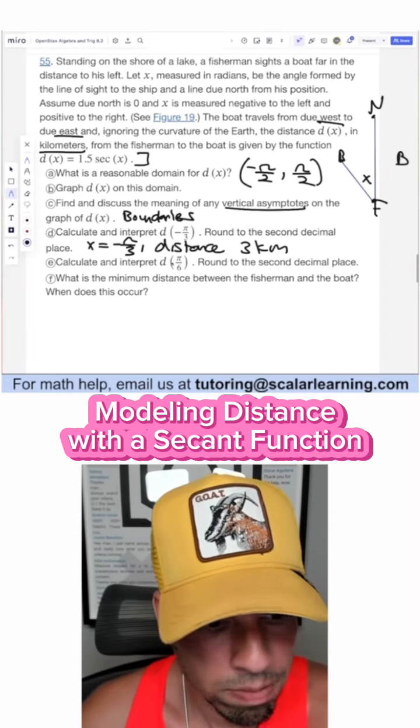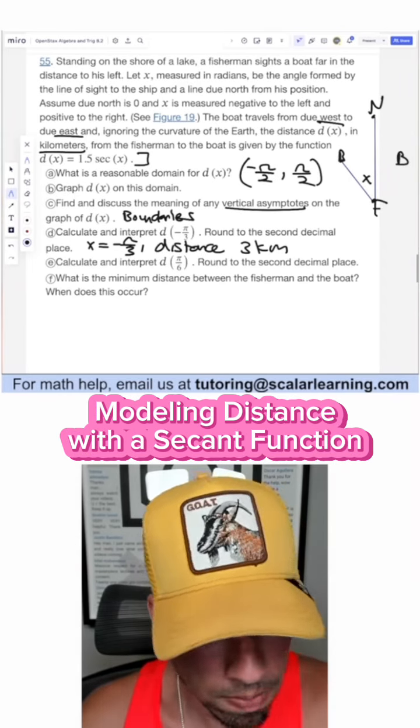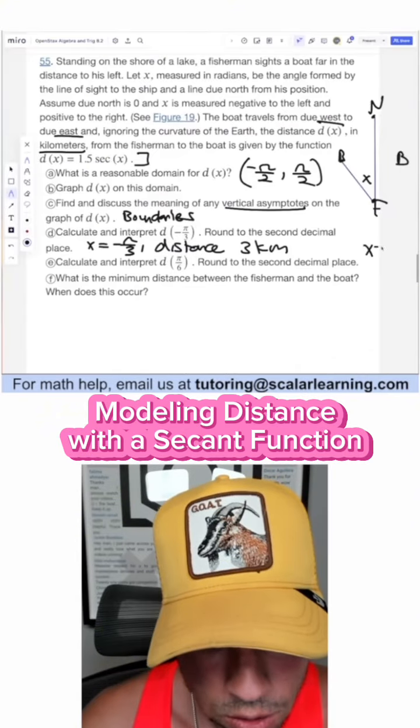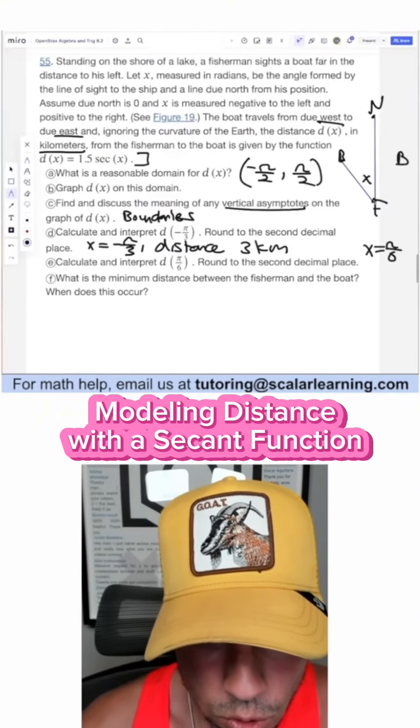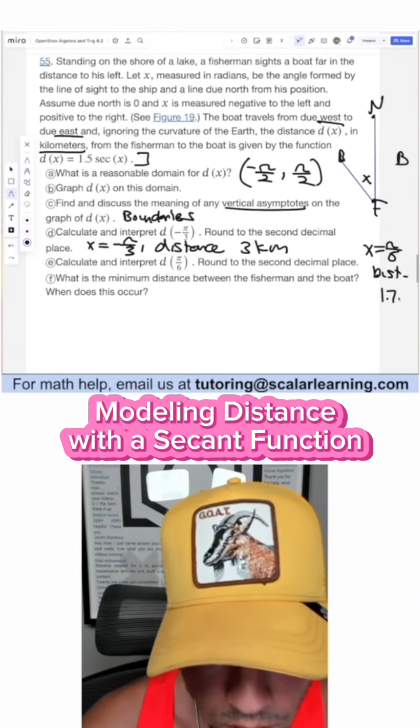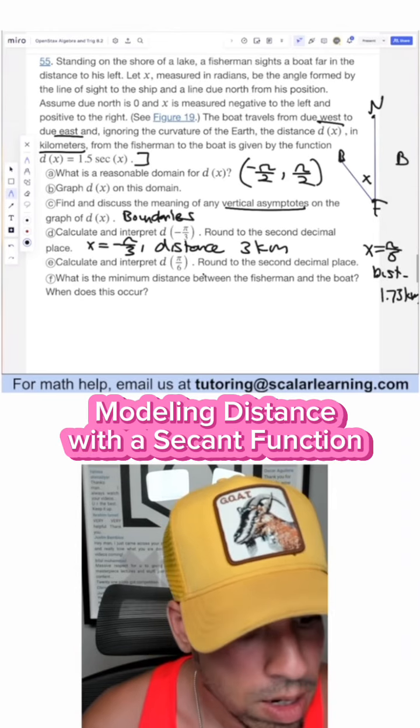Now let's do d of pi 6. Let's do that in Desmos as well. So here, rounded to the nearest hundredth, is 1.73. So we can say when x equals an angle of pi 6, that would be like somewhere over here, the distance would be 1.73 kilometers, okay? And then now we get to F.